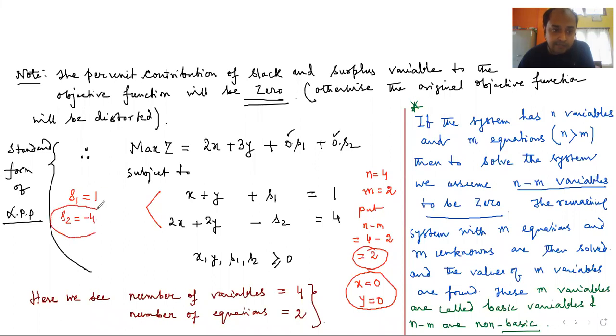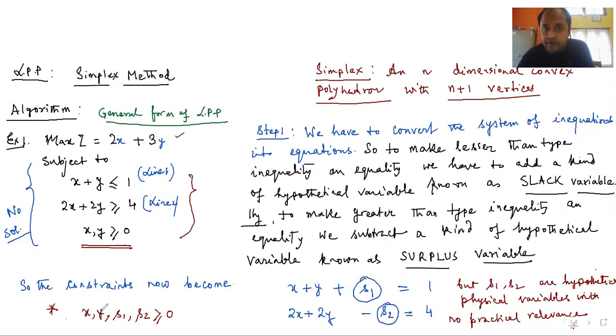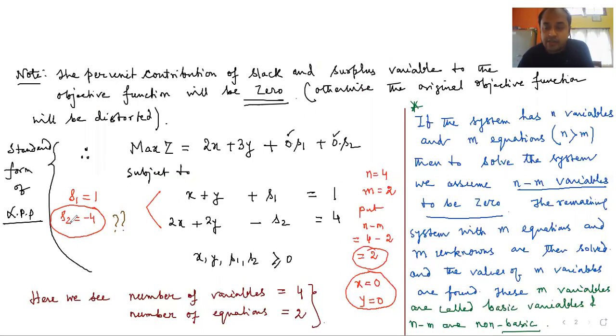But here lies a problem. s2 is coming out as minus 4. On the previous page, I have written that all the original variables, slack and surplus variables, must be non-negative. But here I am getting a surplus variable which is becoming negative. And this is not expected.